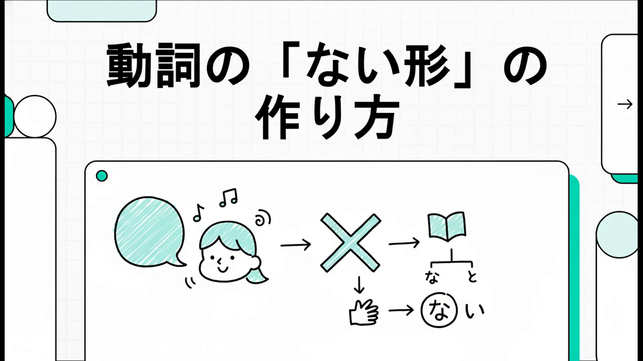Hey everyone. So when you're learning Japanese, you spend a lot of time on what you do. But saying what you don't do? That's just as important for sounding natural. And that's where the nai form comes in. We're going to break it all down into 3 really simple rules.